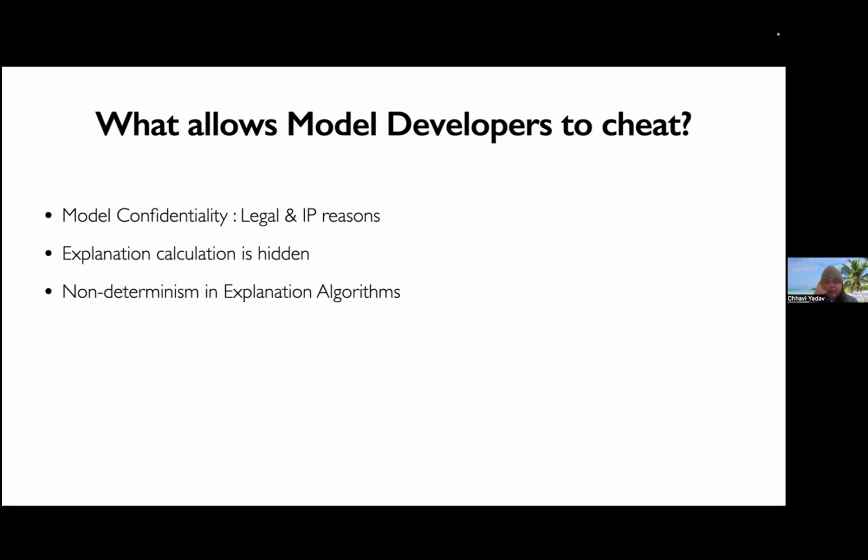Another reason why model developers can give different explanations is because the explanation calculation is hidden. Somebody on the outside, like a user, does not know what algorithm is used to run the explanation generation, or what hyperparameters are used in the explanation algorithm. They also obviously don't have access to the model, so they can never check whether the explanation given to them is indeed correct or not.